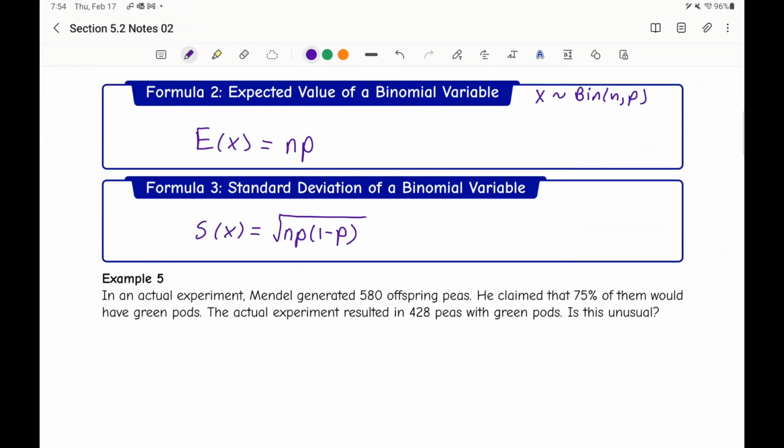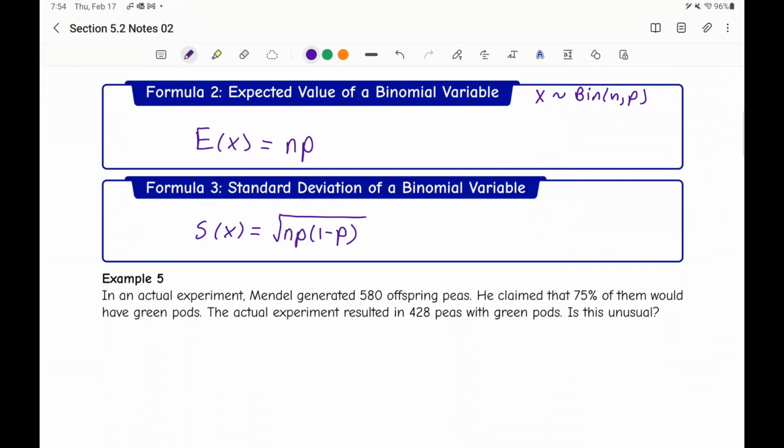In an actual experiment, Mendel generated 580 offspring peas. He claimed that 75% of them would have green pods. The actual experiment resulted in 428 peas with green pods. Is this unusual?